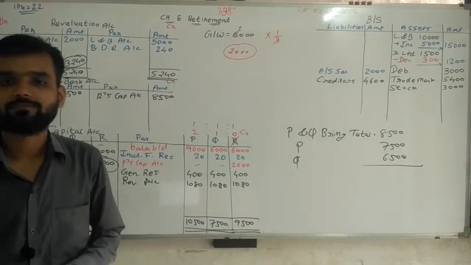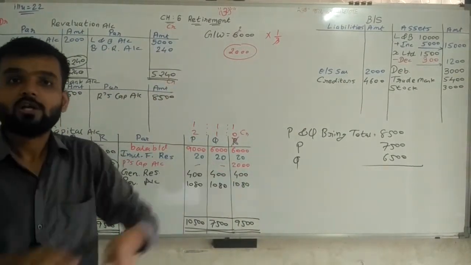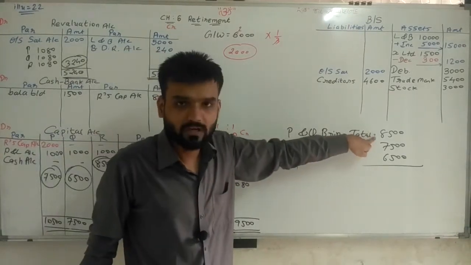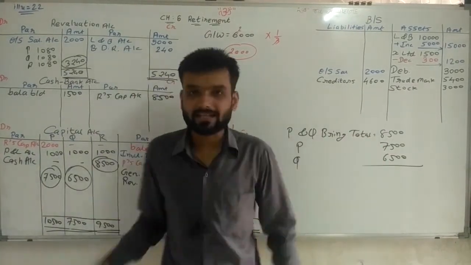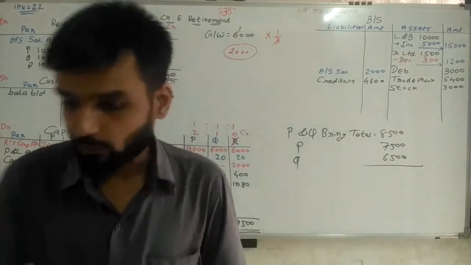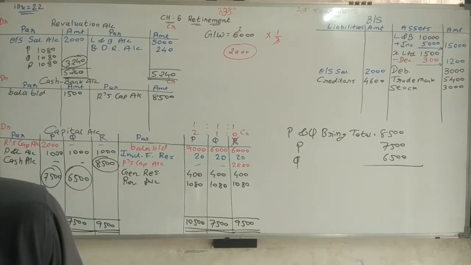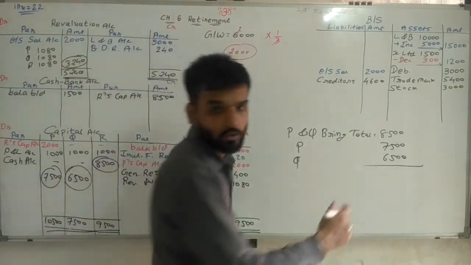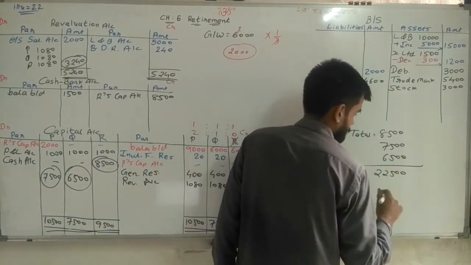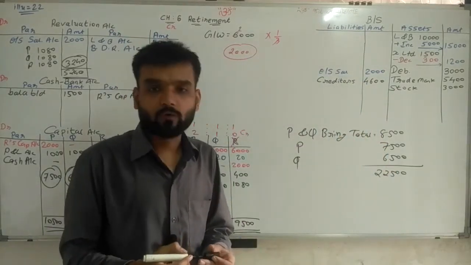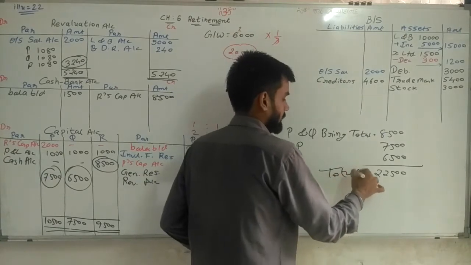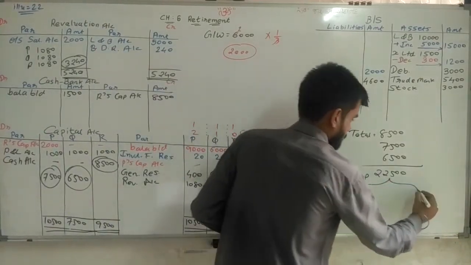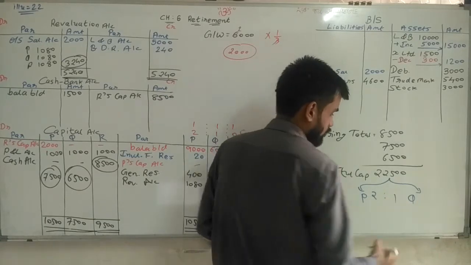And making total of this all. Because total capital we have to maintain in new ratio. So they have to bring 8,500. First capital 7,500. Second capital 6,500. Now, total capital of all, if we are making total, 22,500. Now this 22,500 is my total capital, and this total capital I am distributing among the partners P and Q in the new ratio 2:1.